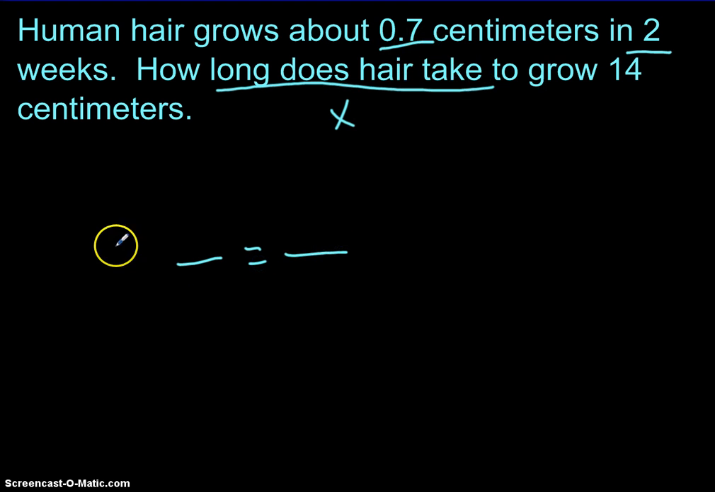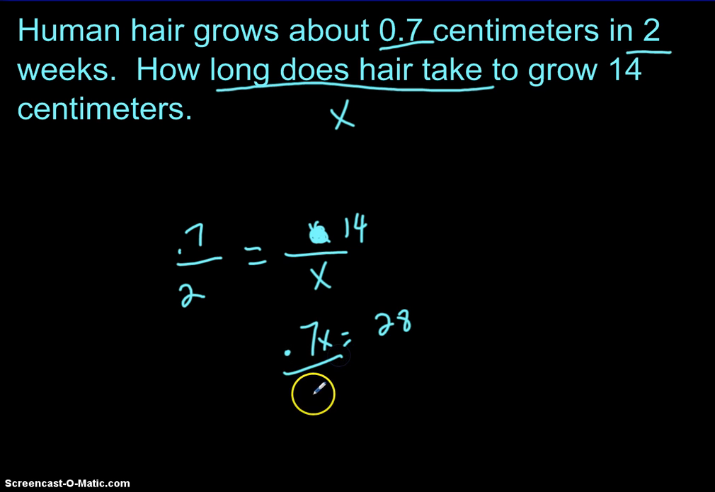Okay, 0.7 and 2 weeks go together. It doesn't matter which one goes on top. But since 0.7 went on top here, then because that is length, x has to go on top here. I've got to match length to length. I'm sorry, that is actually time. Time is 2 weeks here. I've got to match time with time, which is x. So that is going to be 14 centimeters for the top. So I'm going to do a cross product. 0.7x is equal to 28. I'm going to divide by 0.7.